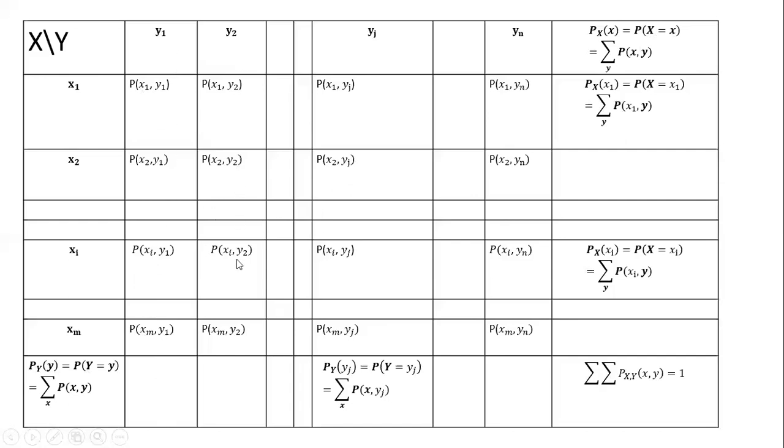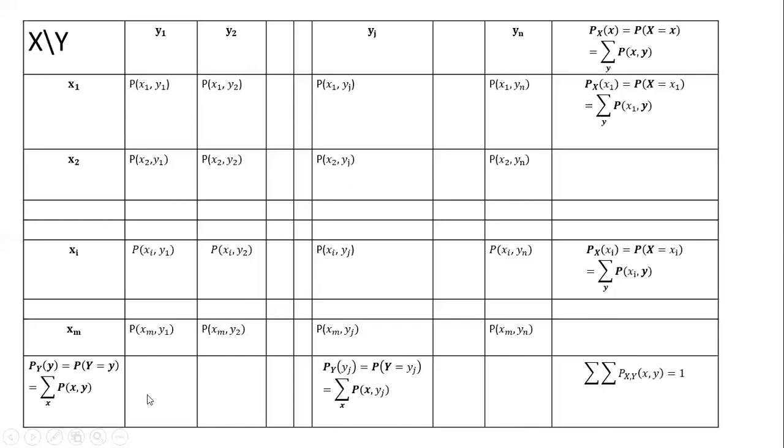The sum of all these probabilities is called the marginal probability of y2, and so on. The sum of probability of x1 comma yn, probability of x2 comma yn, and so on, probability of xm comma yn is called the marginal probability of yn. These are called individual probabilities. The sum of all these probabilities is called the marginal probability of x1. This sum is the marginal probability of x2, and like that, probability of xm comma y1, probability of xm comma y2, and so on, probability of xm comma yn is called the marginal probability of xm.